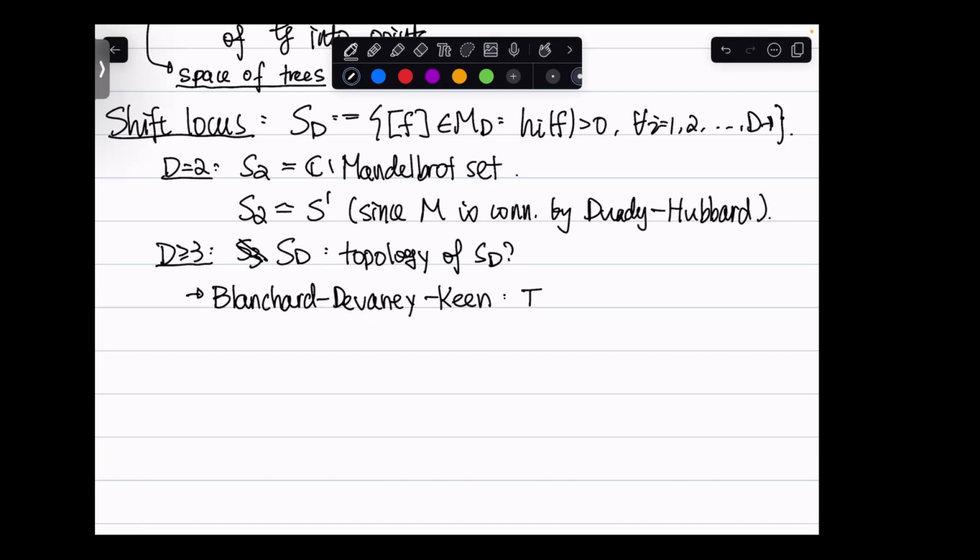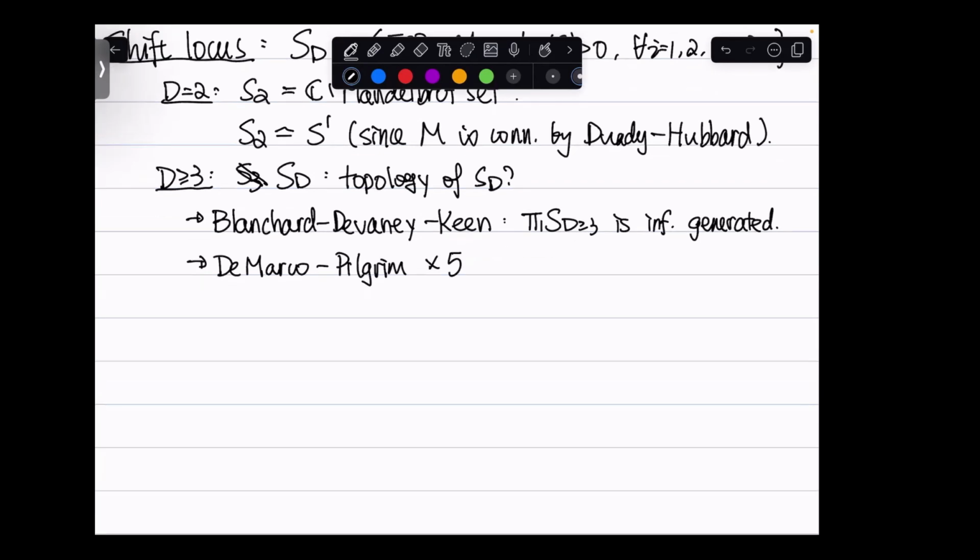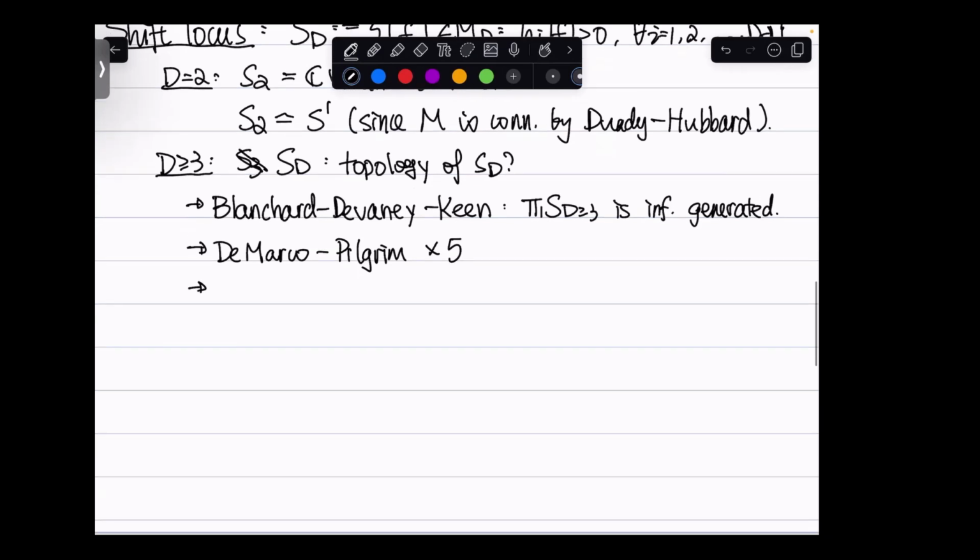Where they proved that the fundamental group of this shift locus when D is greater than √2, 3 is infinitely generated. So that is to say, when D is not equal to 2, this is a huge space, and this space has very complicated topology. And Laura DeMarco and Kevin Pilgrim also studied the shift locus when D is greater than √2, 3, and in particular, they wrote 5 papers. So for some of the talk, we're citing results from one of their papers.